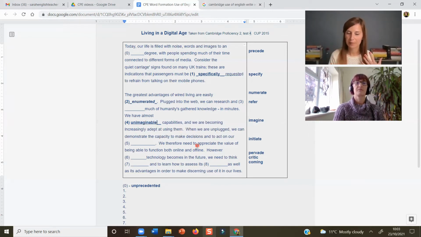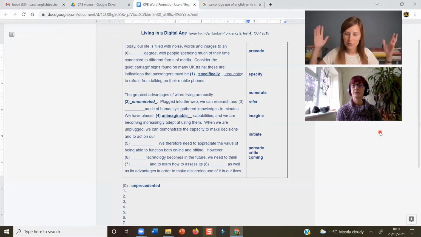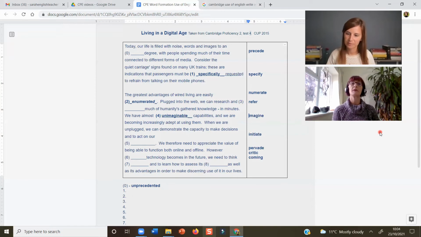Unimaginable capabilities. So that's quite a tricky one because you've got a couple of different things that you needed to do there to get that answer right. You mentioned the negative prefix. How did you know that you needed a negative prefix? Well, because first of all, I read the entire article and I know for sure what it is about. And then here, because the capabilities are so many, it is logical to me that it is unimaginable.